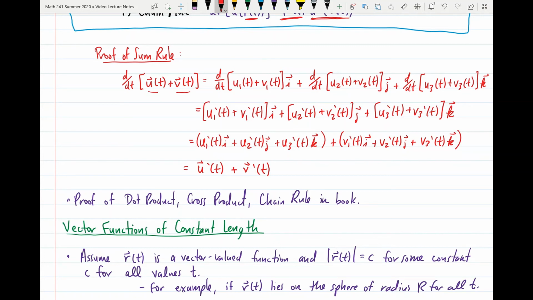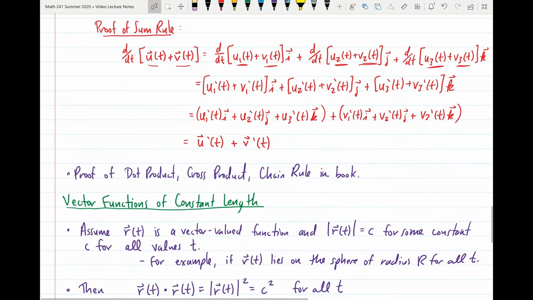So we end up with the derivative with respect to t of u1 of t plus v1 of t, and the derivative with respect to t of u2 of t plus v2 of t, that's the j component here. And then the k component is going to be the derivative of u3 of t plus v3 of t. And now we can just apply the sum rule for derivatives of real valued functions.